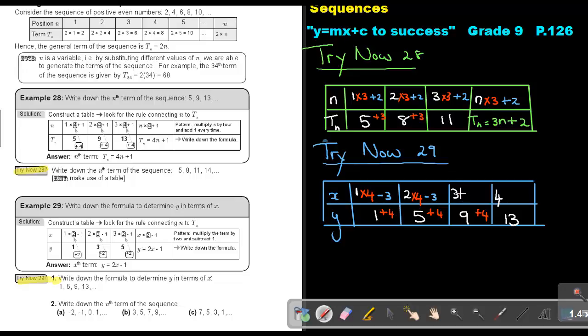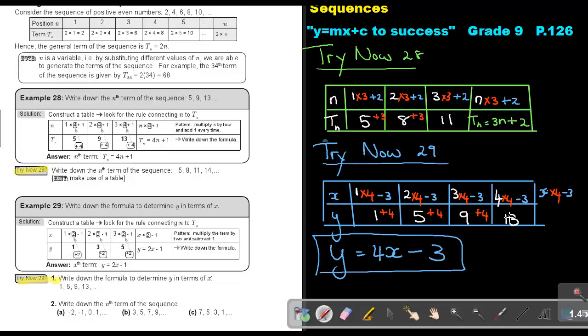Let's do it again. Multiply by 4 and subtract 3. So that's 12 minus 3. And I think it's going to keep on working. So multiply by 4 minus 3. So if I want to see what they are doing, they take x and they multiply it by 4 and they subtract 3. So if I want to find y, it's 4x, and then every time subtract 3. And there is the formula to find y.